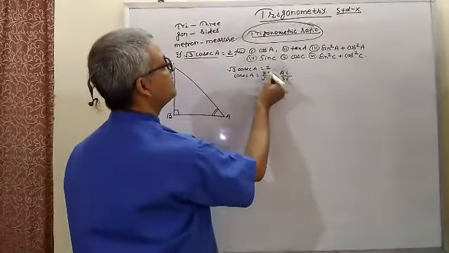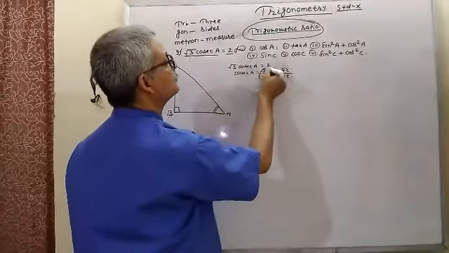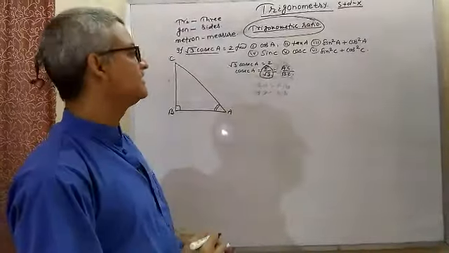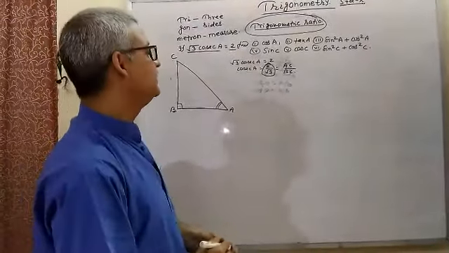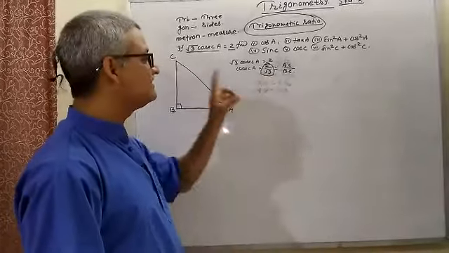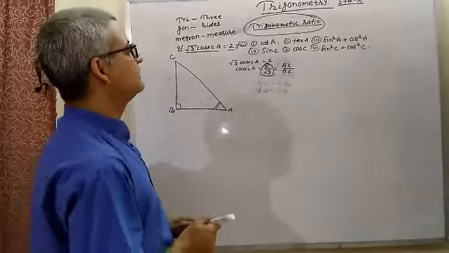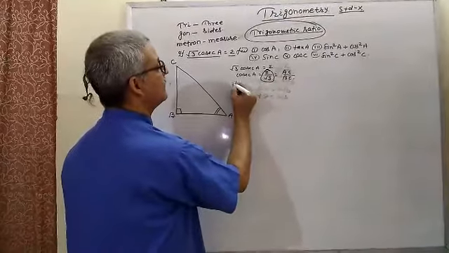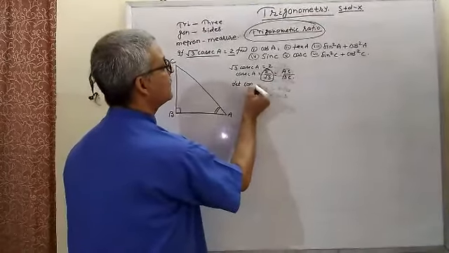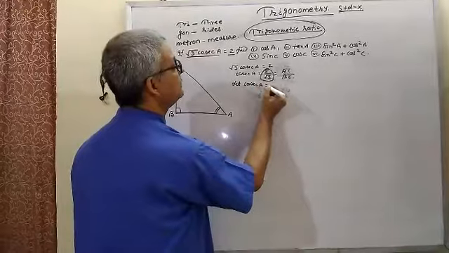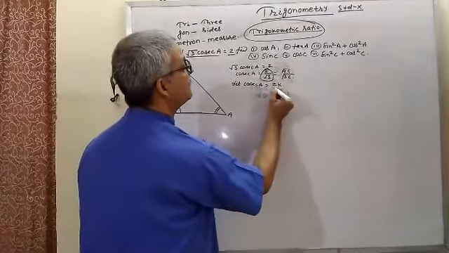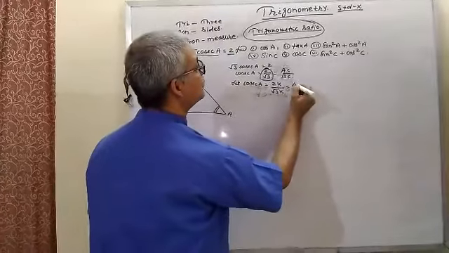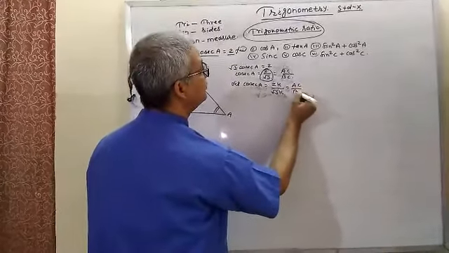Second thing, here it is given in the form of a ratio. So this is not the exact value. 2 by root 3 does not mean 2 centimeter or root 3 centimeter. This is the ratio given, and a ratio does not give the exact value. So now let cosec A is equal to 2k by root 3k, and that is equal to AC by BC.